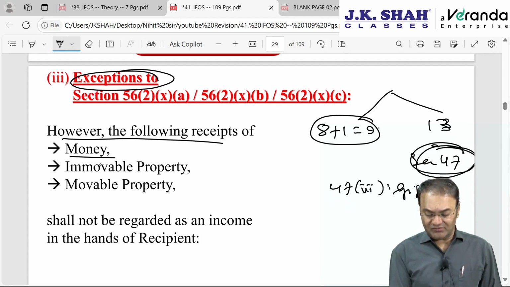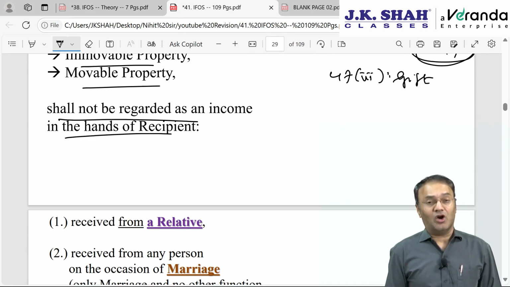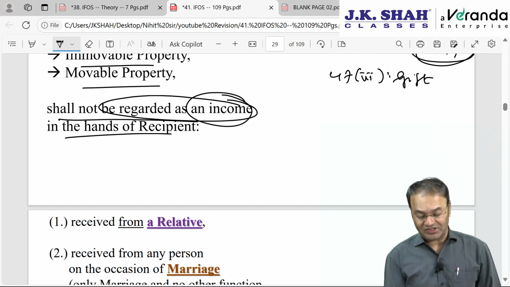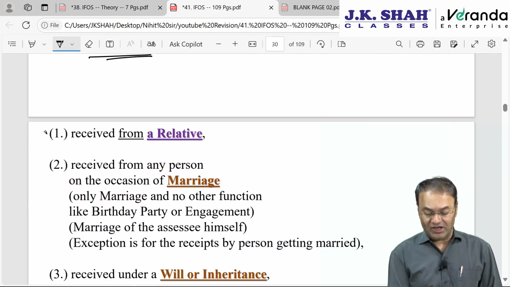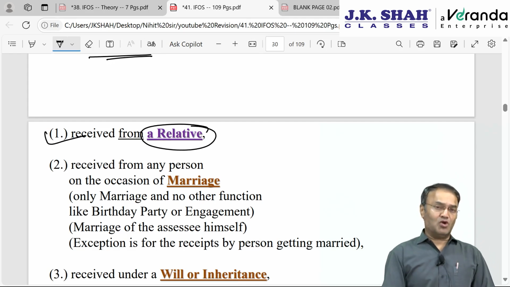However, the following receipts of money, immovable or movable property shall not be regarded as income in the hands of the recipient. First exception, very important: receipt from a relative. What is the definition of relative? What do we mean by relative?